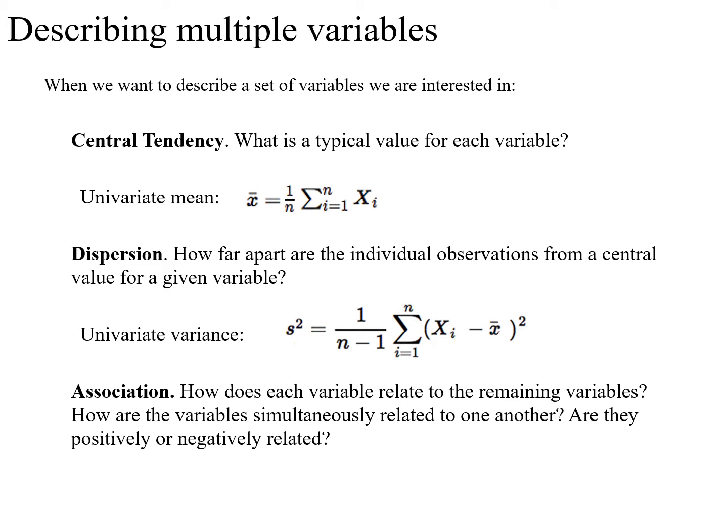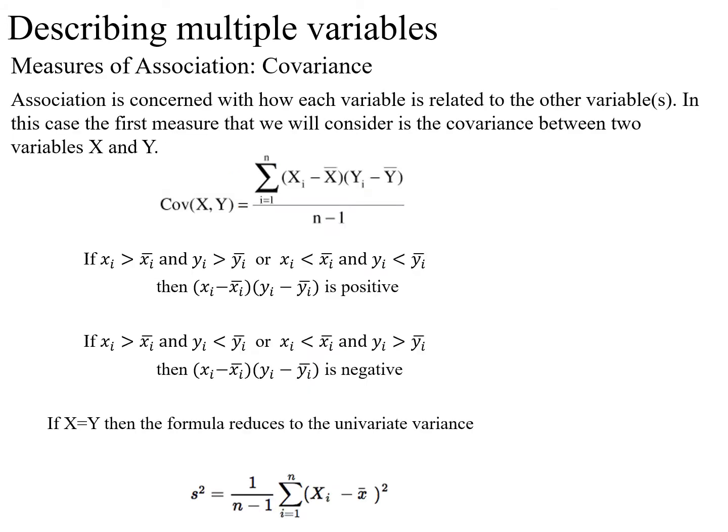And when we have multiple variables, the thing that comes in addition is association. How does each variable relate to the remaining variables? And how are variables simultaneously related to multiple other variables? Are they positively or negatively related? Or are they unrelated? So the measure of association we're going to look at first is covariance.